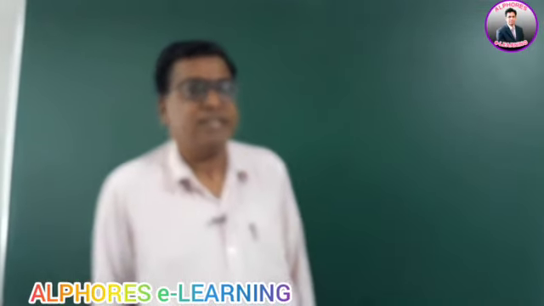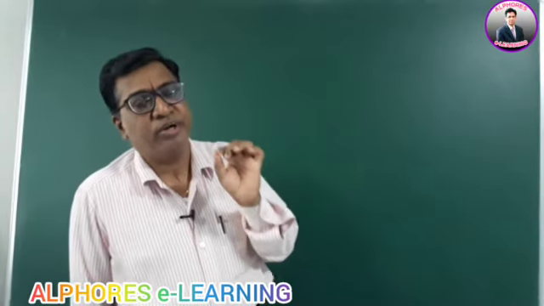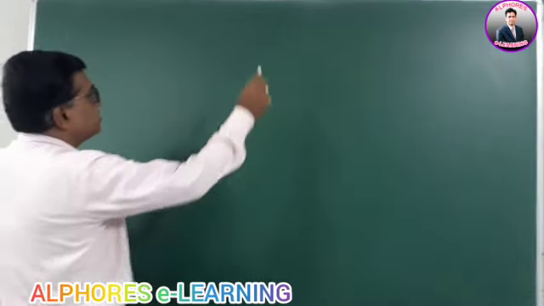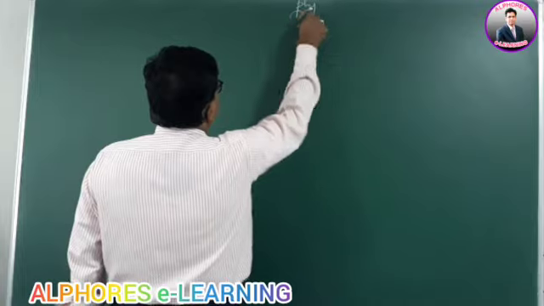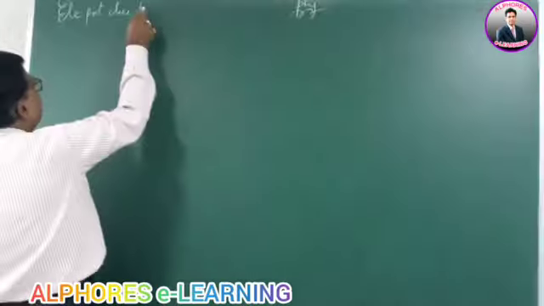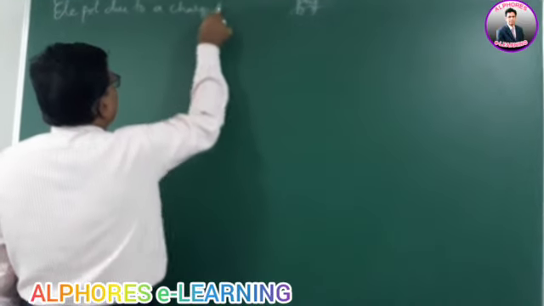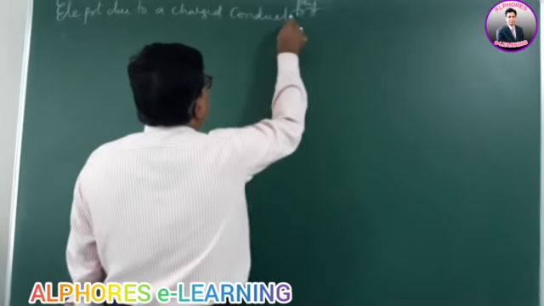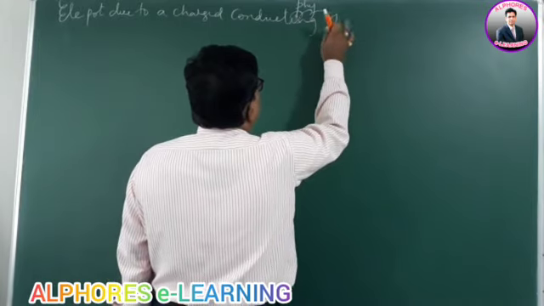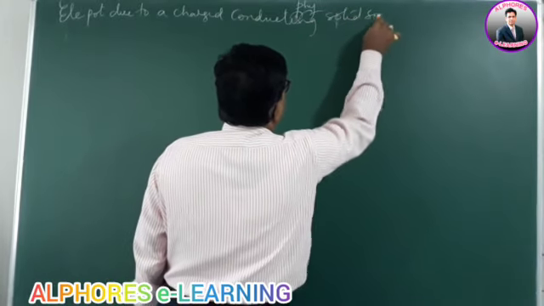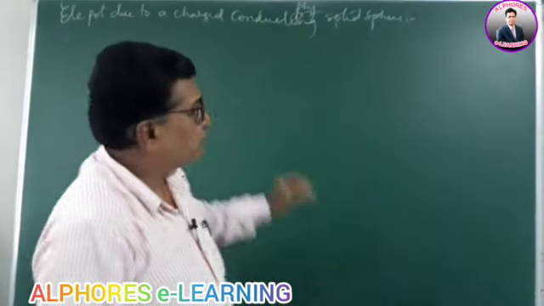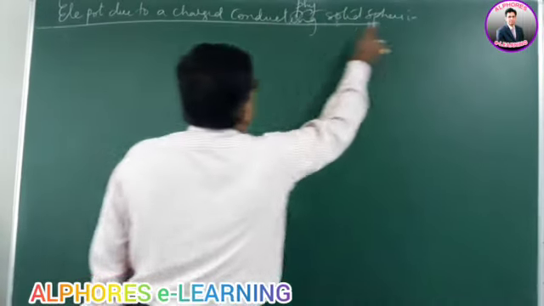Now in this session we shall talk about the electric potential due to a charged conducting sphere. So our today's topic is electric potential due to a charged conducting sphere. You know, in the earlier class we were taking a hollow sphere, a conducting sphere. Now, the electric potential due to a charged conducting solid sphere, right? So we'll deduce a formula for this and we'll take the applications of this one.